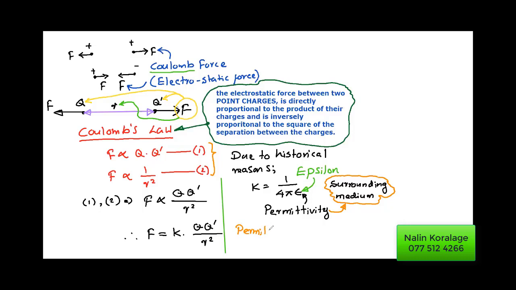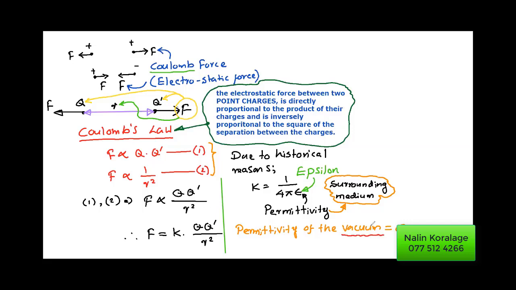Probably this is the most frequently used version in electrostatic problems. The permittivity of the free space, or the vacuum, is symbolically represented by epsilon naught.